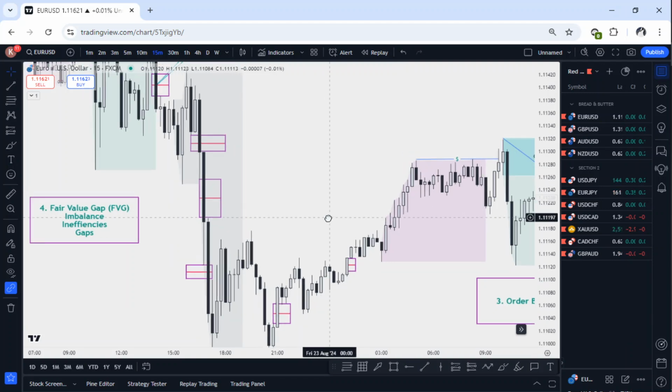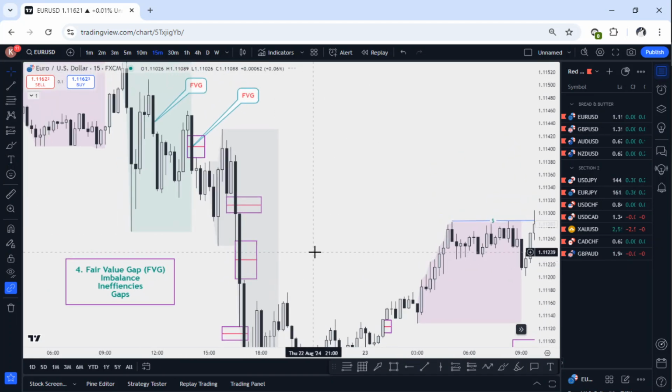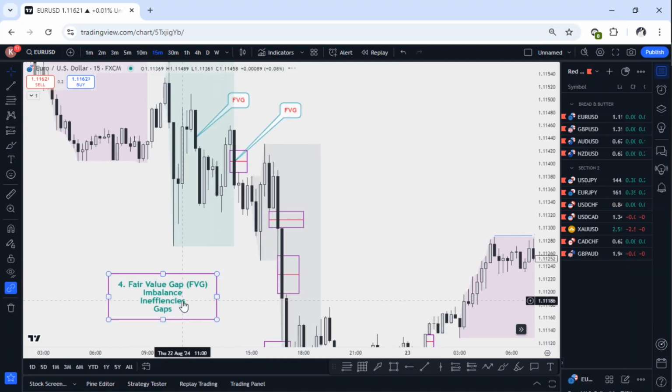Now another smart money concept is called fair value gap. Fair value gap has other names. We also call it imbalance, we also call it inefficiencies and gaps. Now fair value gaps are just imbalances or voids in the price action that occur when there is a sudden surge of buying or selling. We call it displacement, leaving behind unfulfilled orders.